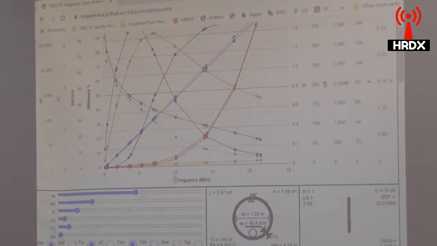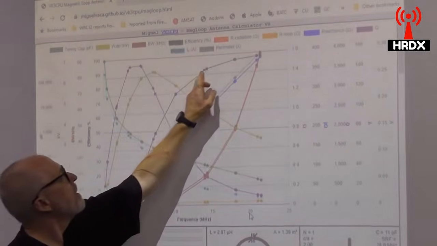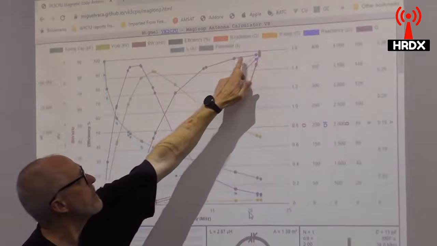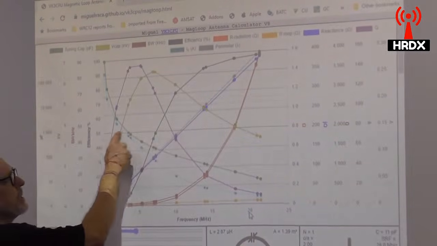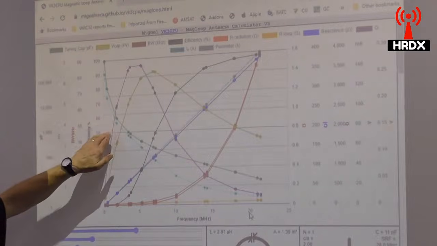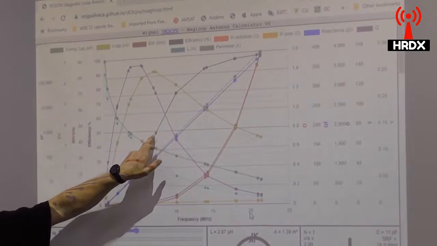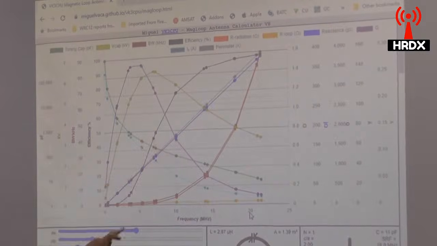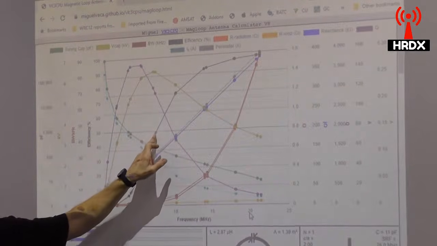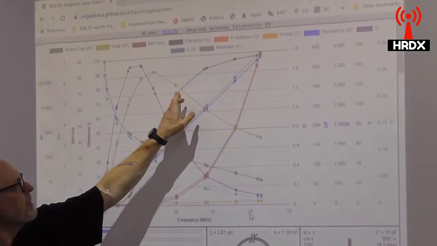Now the key characteristic that we're looking at here is this line here. This is the efficiency in percent. And here's 50%. So the rule of thumb is if the antenna is efficient 50% or more, it's not a bad transmitting antenna. Now, this is 40 meters, the one end of 40 meters and the other end. And then we go to 30 meters.